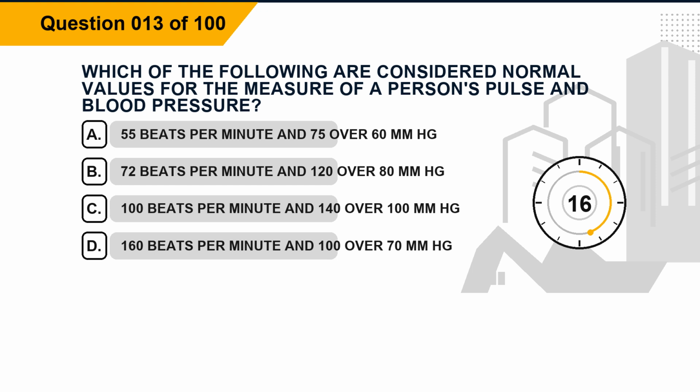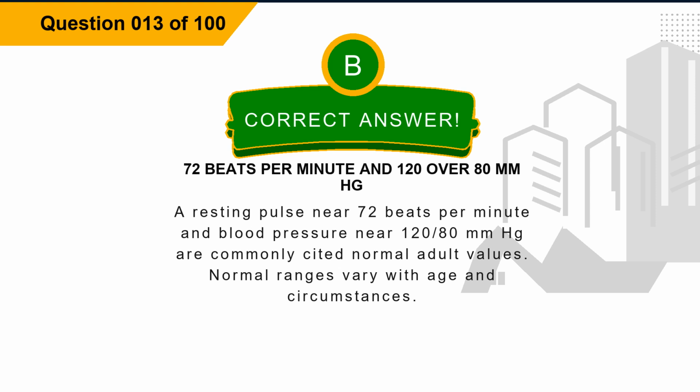Option B, 72 beats per minute and 120 over 80 mm Hg. Option C, 100 beats per minute and 140 over 100 mm Hg. Option D, 160 beats per minute and 100 over 70 mm Hg. The correct answer is option B, 72 beats per minute and 120 over 80 mm Hg.